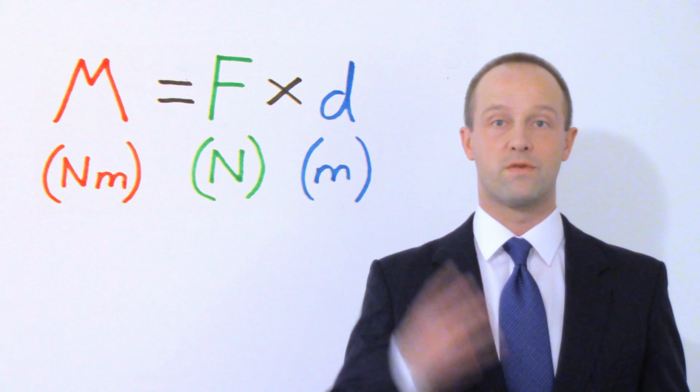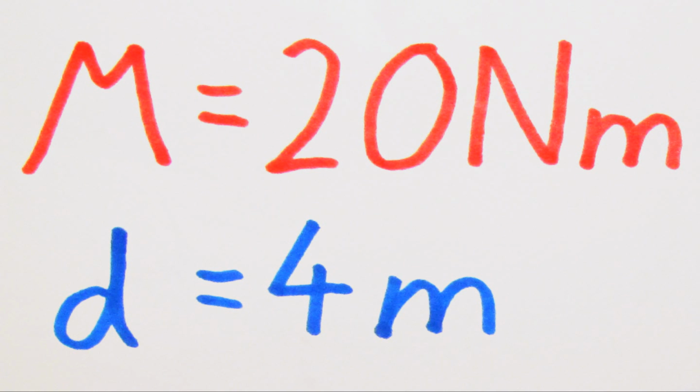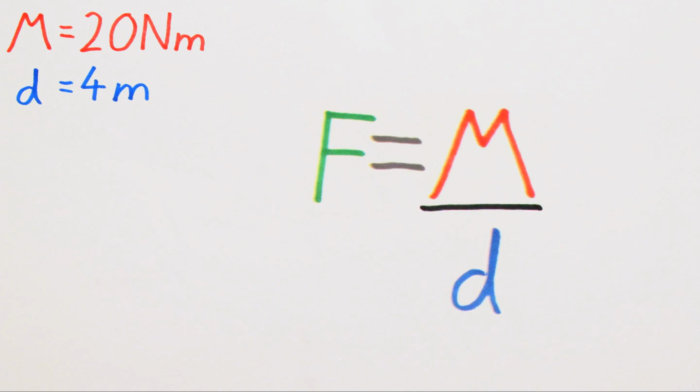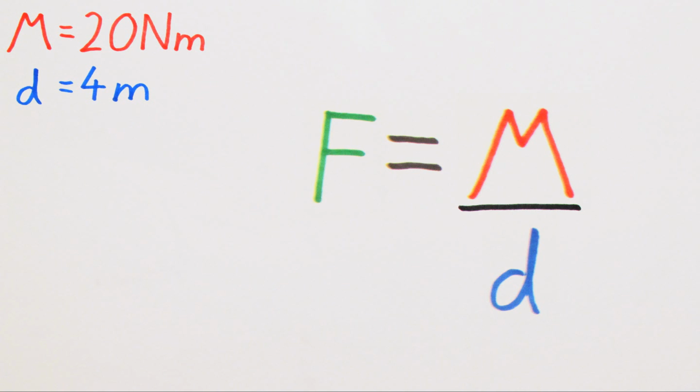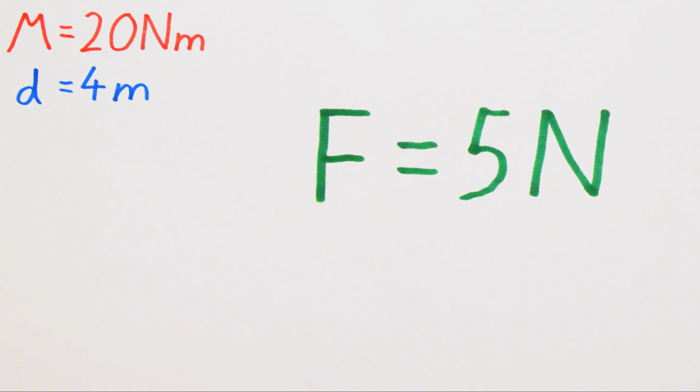Let's quickly run through 3 examples just to check you understand. Imagine that you knew a moment of 20 Newton meters was being applied to a 4 meter lever. You know M, you know D, but you want to find out F. Rearranging the equation gives us F equals M divided by D. Putting your numbers in, you get F equals 20 Newton meters divided by 4 meters, which equals 5 newtons.